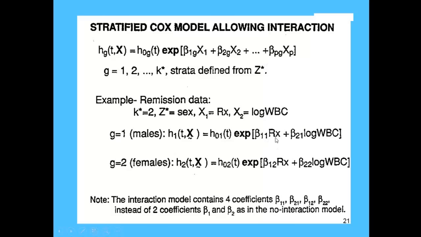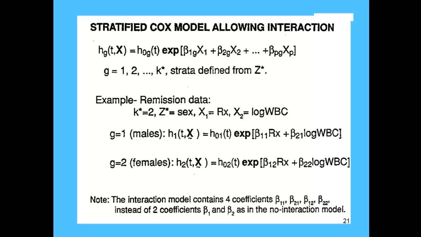So if I ask the question, for males, what's the formula for the hazard ratio for the effect of treatment, adjusted for log white cell count? The answer is e to the beta 1,1. The answer for females is not e to the beta 1,1, it's e to the beta 1,2. So we're getting a different hazard ratio for males than we are for females in an interaction stratified Cox model. We're stratifying on the sex variable, but we're allowing the effect of the variables we're putting in the model to be different depending on sex. So that's the interaction model.